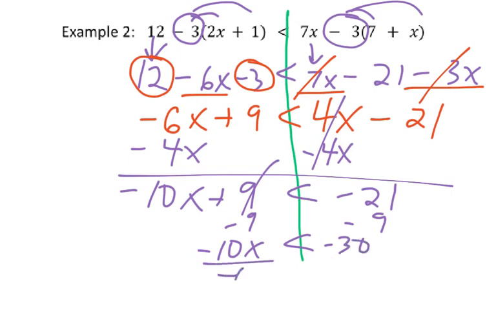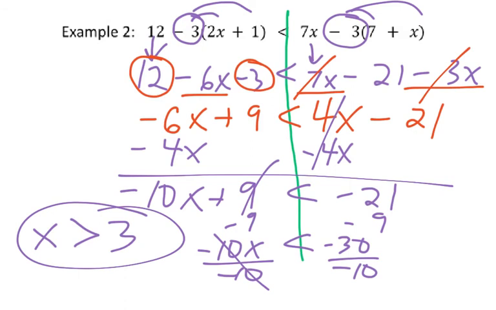And then divide both sides by negative 10. But remember, because we divided by a negative number, we have to flip the sign. So x is greater than positive 3 is our final answer. No matter which variable term you move over, even if you added 6x, your final answer still would be x is greater than 3.